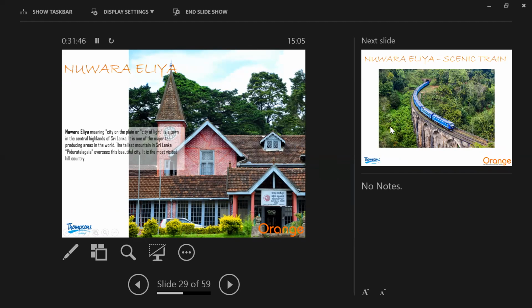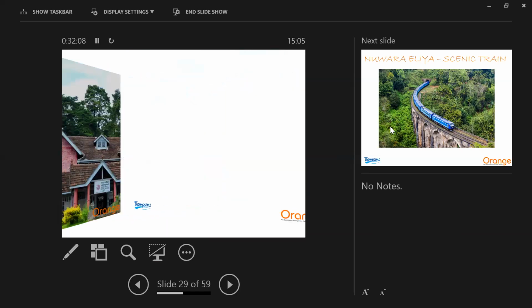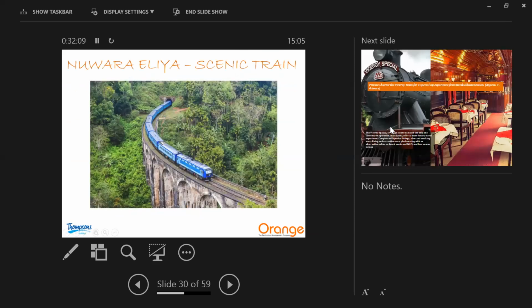It has some beautiful botanical gardens as well, and this is at 7,000 feet high, and probably the coldest, one of the finest hill stations in Sri Lanka. Most of the itineraries would include Nuwara Eliya as a one-night destination and Kandy as a two-night destination. You can go to Nuwara Eliya either from Kandy by this very scenic train journey, or you can take the road journey as well.